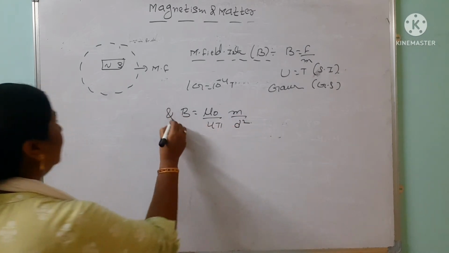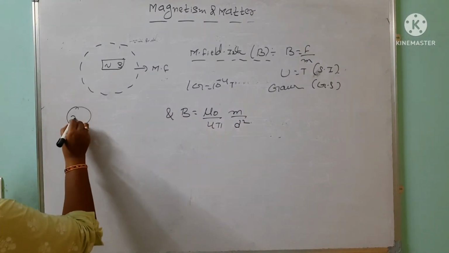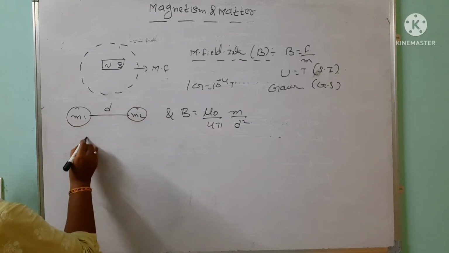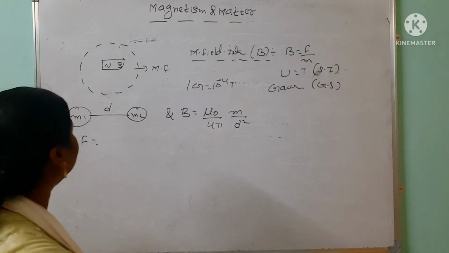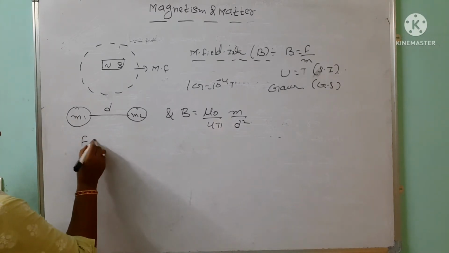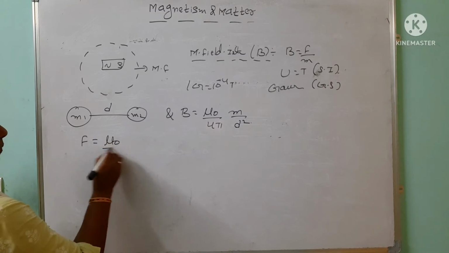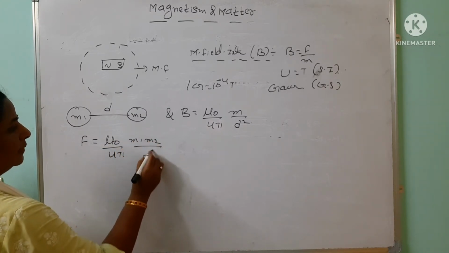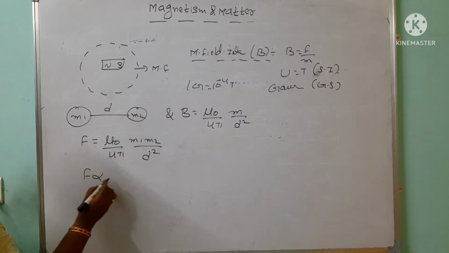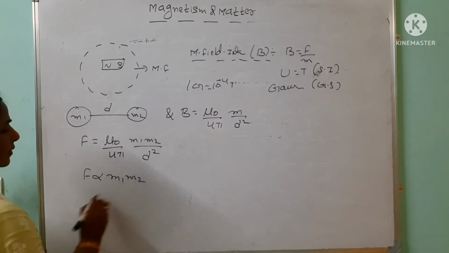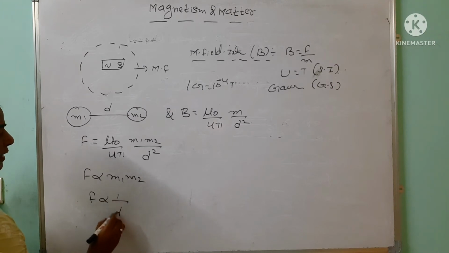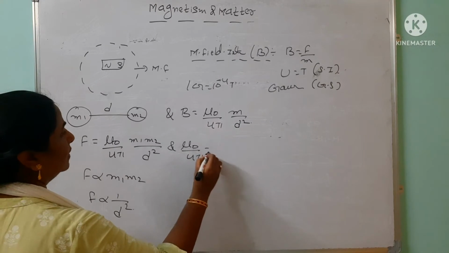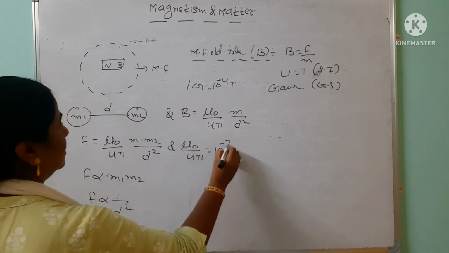And before that, we can take Coulomb's law between the two pole strengths M1 and M2. The gap is d. Here we can observe how much force of attraction or repulsion there is; attraction means unlike poles. So F equals mu naught by 4 pi M1 M2 by d square. You know that force is directly proportional to M1 M2 and inversely proportional to d square. And the mu naught by 4 pi value is how much? 10 to the power of minus 7.